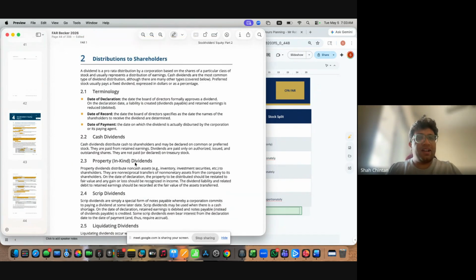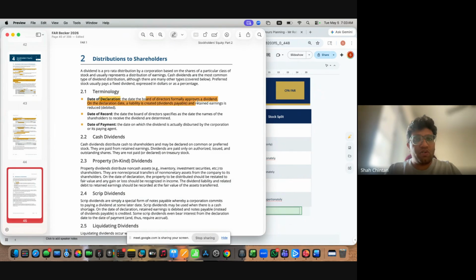चलिए अब आ गया सेकंड हमारा distribution to the shareholder. So this is basically a dividend distribution. So there is a date of declaration. So this is the date when board of directors officially approves the dividend. This is the date on which fair market values are generally reviewed. Accounting entry is triggered on the date of declaration. The entry is retained earnings account debited to dividend payable.